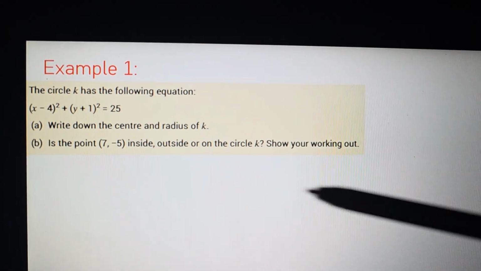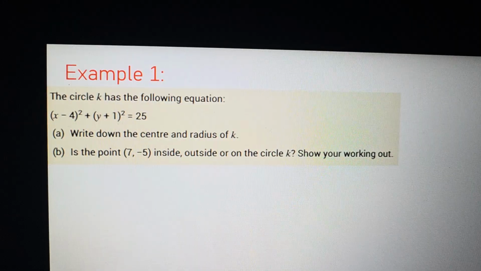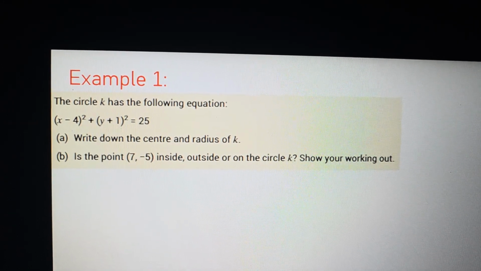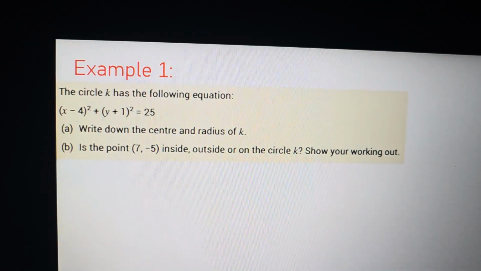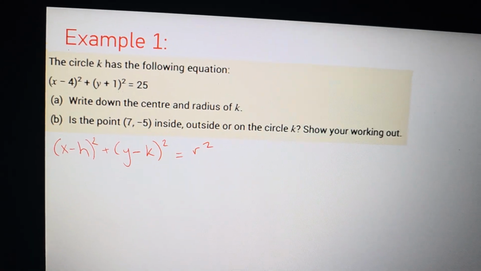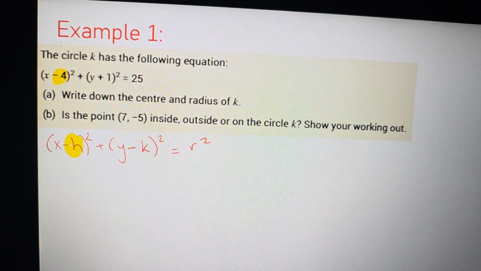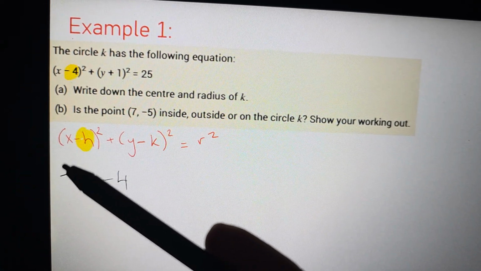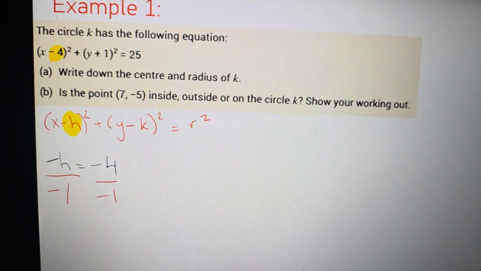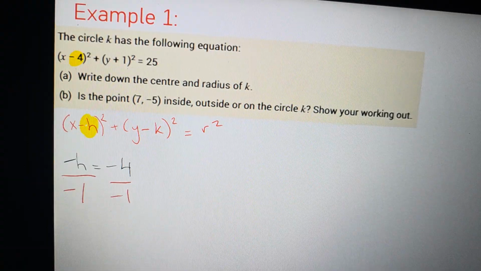Example 1. The circle K has the following equation: (x − 4)² + (y + 1)² = 25. Write down the centre and the radius of the circle K. Well, it's in the HK format, so I'll put down the HK format. And then we link up: minus h is equivalent to minus 4. I want to get h on its own, so divide across by minus 1. Then we'll get h is equal to minus 4 divided by minus 1, which is plus 4.